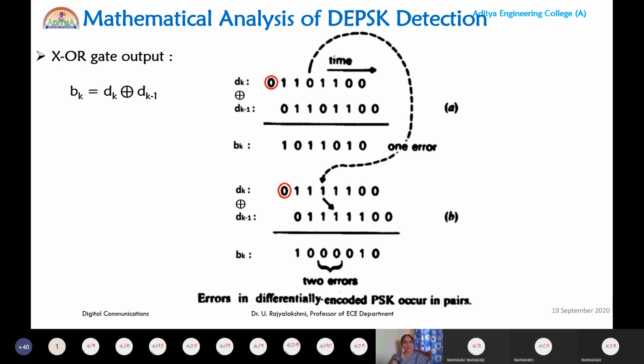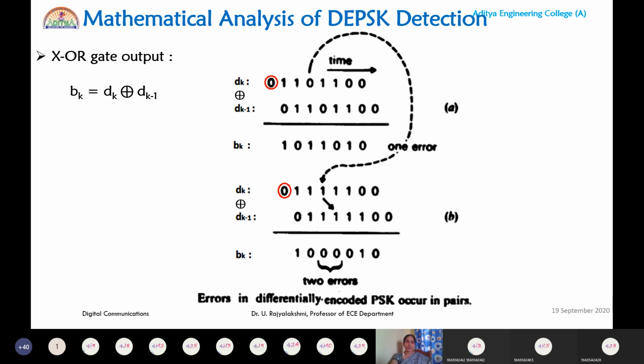So this XOR gate used in DEPSK can reduce the error propagation. But here, what is the drawback? The errors occur in pairs. Okay, so from this slide, please observe this slide here.